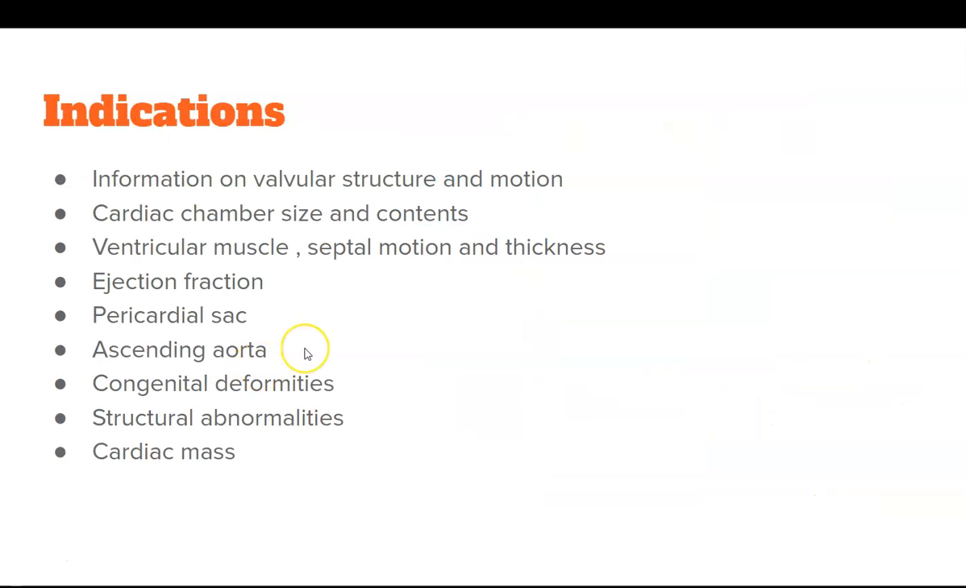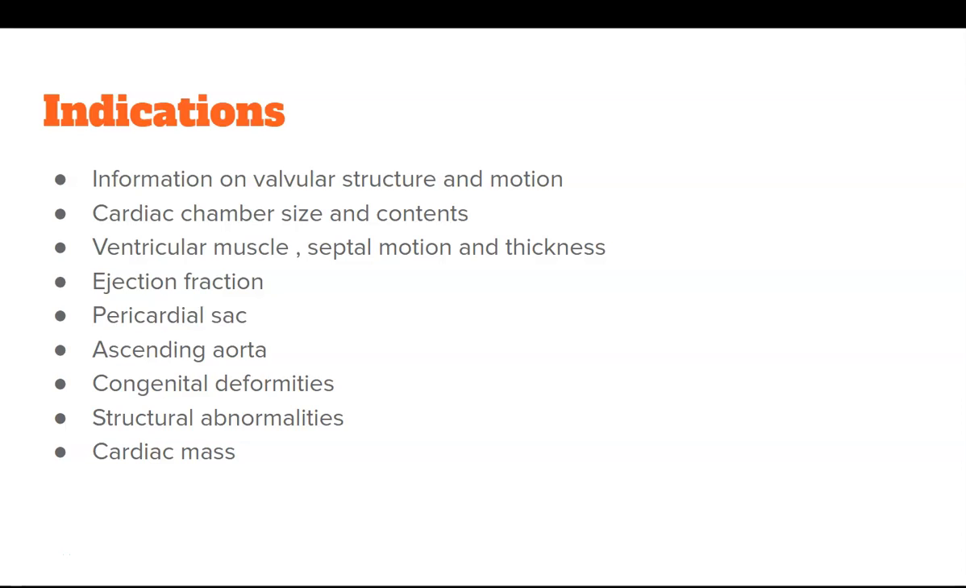Next, indications. Why do we need echocardiography? Scanning shows the internal structure of the heart. It gives information on valvular structure and motion: how the valves are moving, whether there is any damage or inflammation to the valves, the thickness of the valve, and the structure of the valves inside the heart. If you want to see the structure of the valve, you have to use an echocardiography machine.